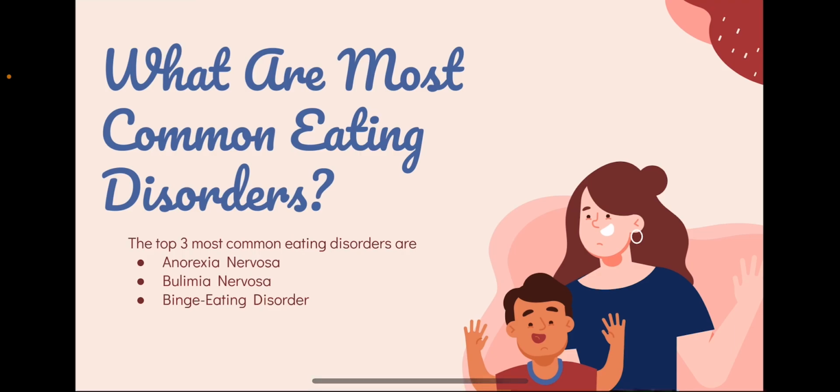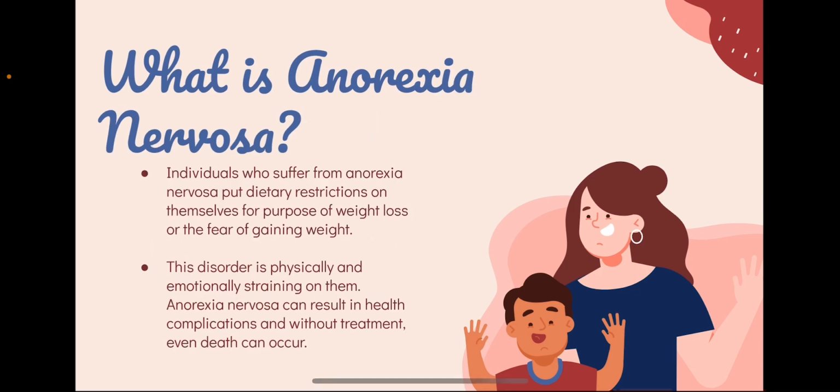What are the most common eating disorders? The top 3 most common eating disorders are anorexia nervosa, bulimia nervosa, and binge eating disorder. What exactly is anorexia nervosa? Individuals who suffer from anorexia nervosa put dietary restrictions on themselves for the purpose of weight loss and out of fear of gaining weight. This disorder is physically and emotionally straining on them. Anorexia nervosa can result in health complications, and without treatment, even death can occur.